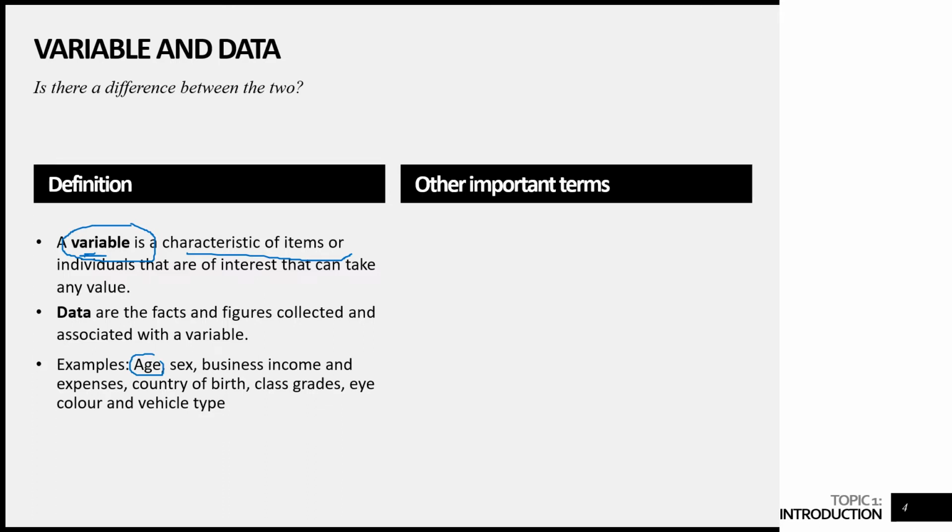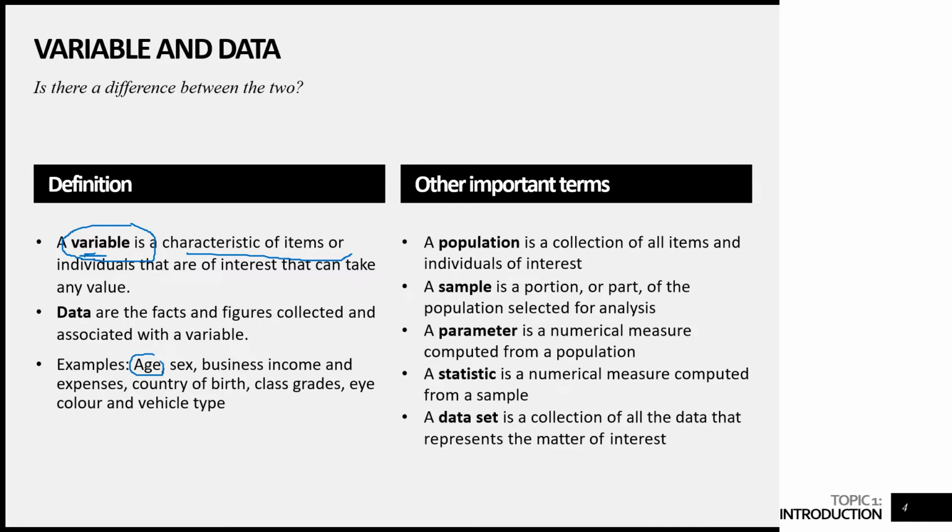Now, these are other important terms I believe you should know in statistics. Now, you have been introduced to the term population just now. Remember when I drew this big group of people? Now, this is a population, which is a collection of all items and individuals of interest. But if you can't get information on the population, sometimes you can get a much smaller or a part of the population, which is called a sample. Parameter is the numerical measure computed from the population.